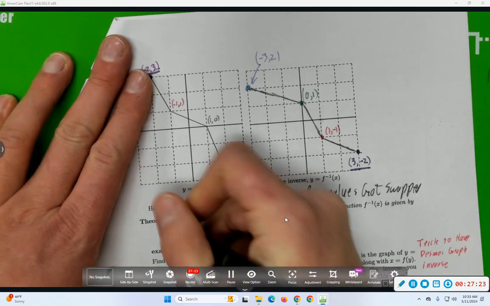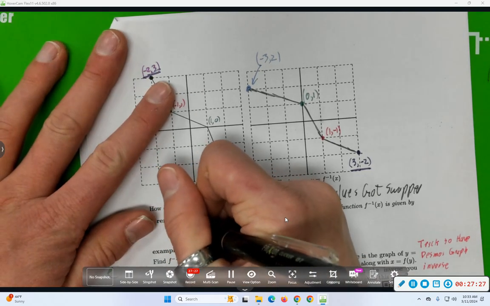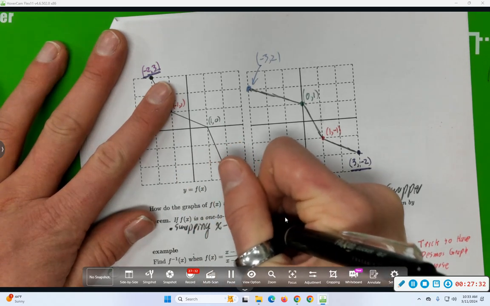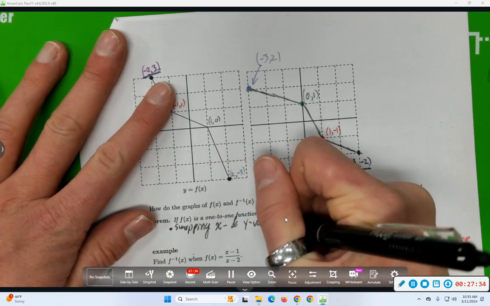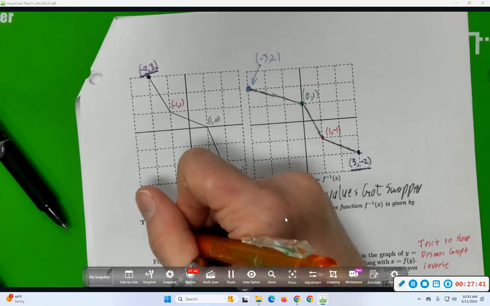In fact, that's just generally true. If you have the graph of a function, then you can get the graph of the inverse function by swapping x and y values. And maybe I'll say this one other way.